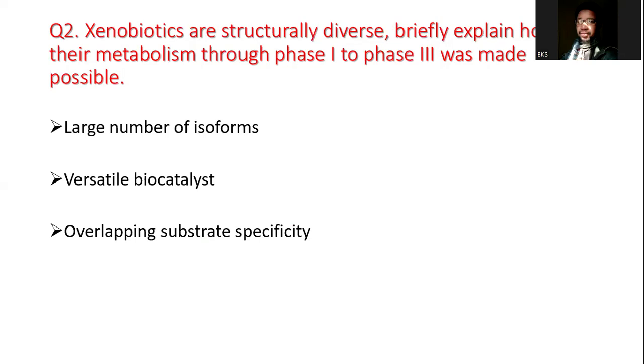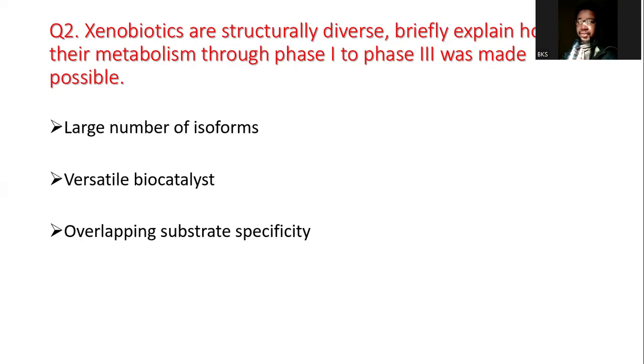enzymes and transporters. We say they have a large number of isoforms. You have this particular enzyme, and it has its own isoforms. And you discover that one enzyme can catalyze quite a number of substrates. We mentioned that, substrates with quite similar structures.